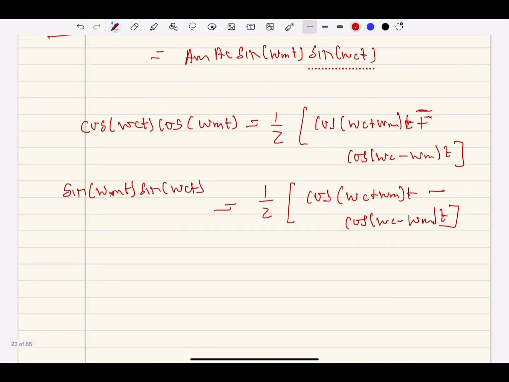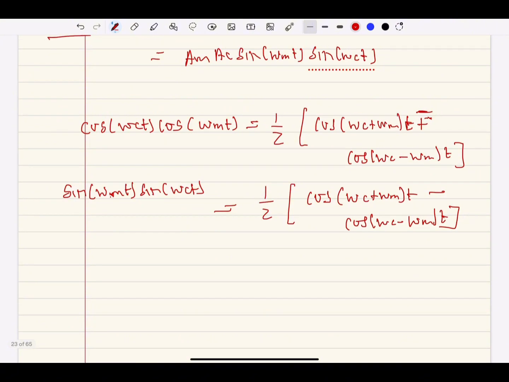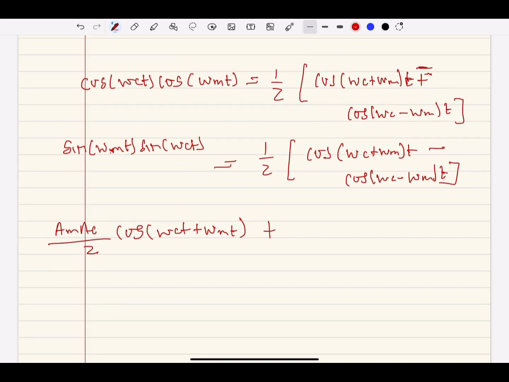So at the end of the day, the first output will give us Am AC divided by 2 cos (omega c plus omega m) t plus Am AC over 2 cos (omega c minus omega m) t.